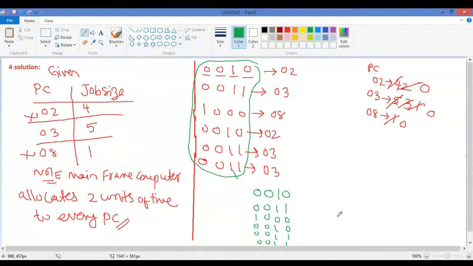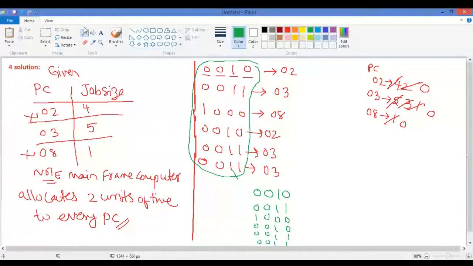Initially for job 3 we have 5, correct. After the initial, minus 2, we have 5 minus 2 is 3. Why minus 2? Constant minus 2.